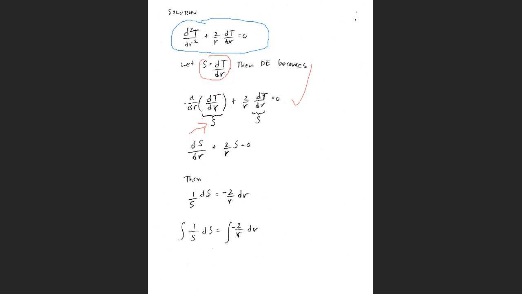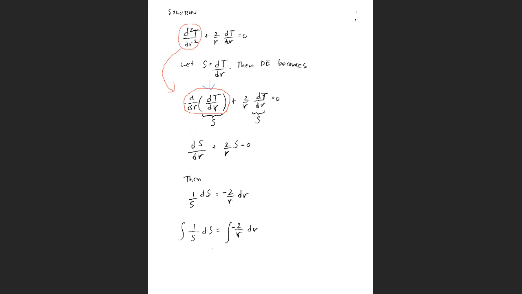So remember, I'll make a comment here. The second derivative of T with respect to R is equivalent to taking the first derivative of T with respect to R and differentiating that derivative with respect to R. That's Leibniz notation. So, well, dT/dR, of course, is equal to S. dT/dR equals S, right?